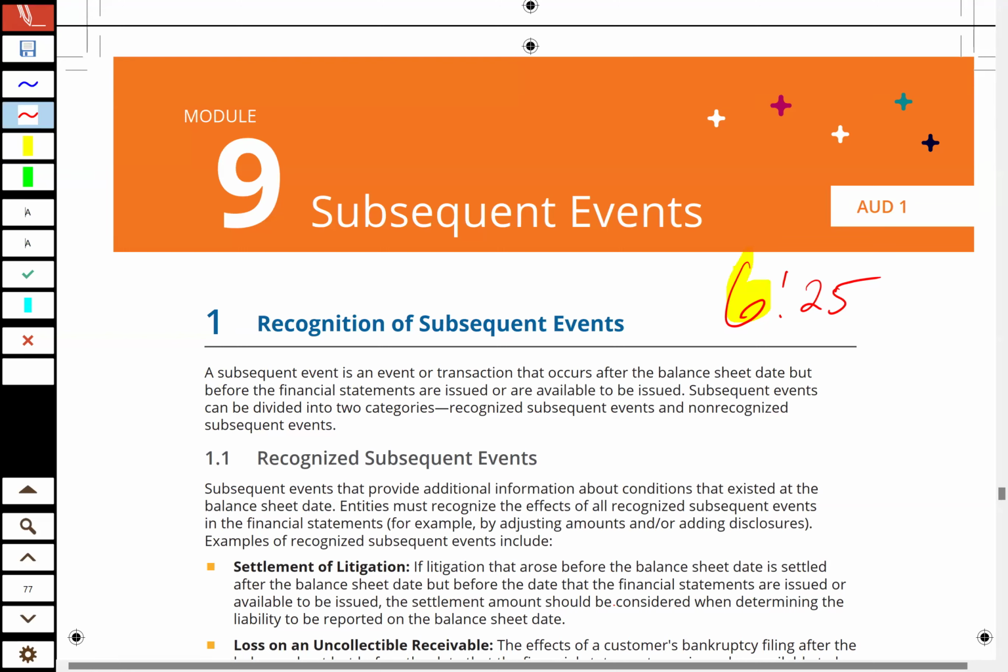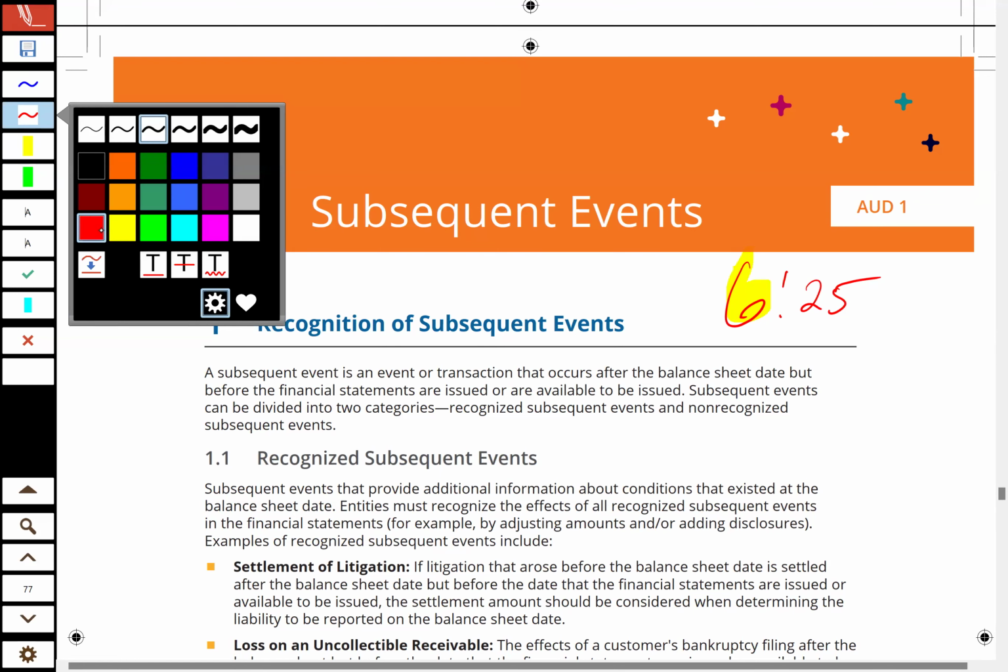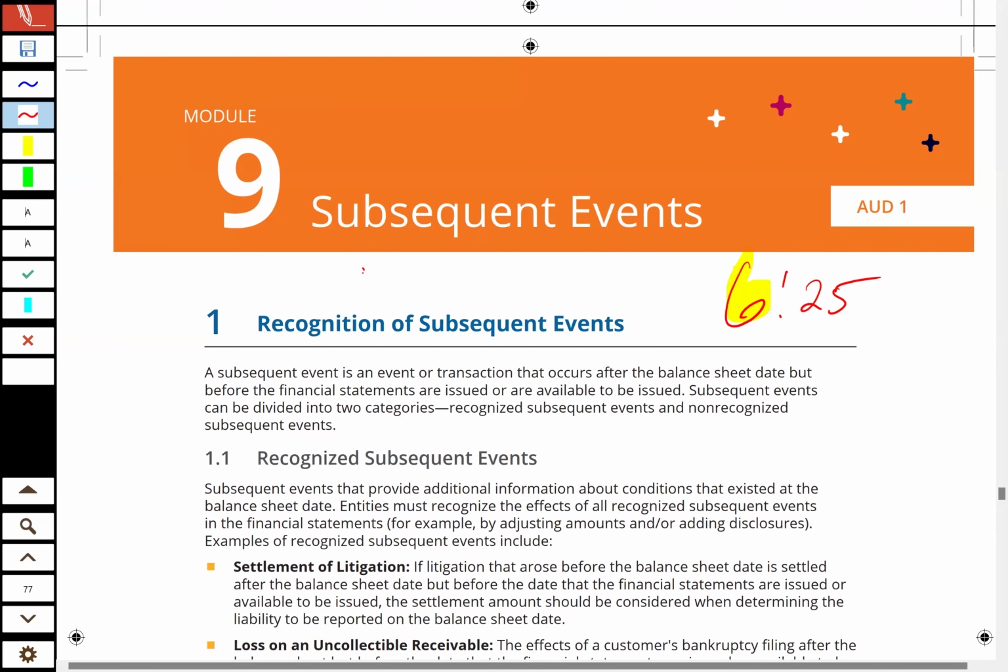Okay, guys, let's go ahead and jump back in, talking about subsequent events. Okay, and what we'll really start out here at the very beginning is we started talking about really the accounting implications of subsequent events. So what happens? Let's say we have financial statements and the year end is 12/31.